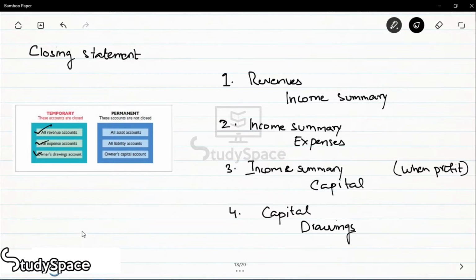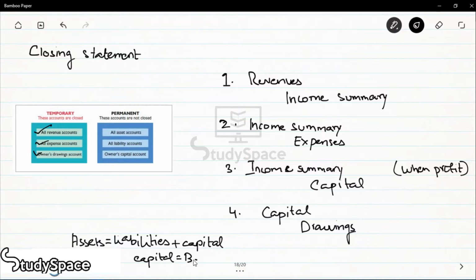So the accounting equation that changes after the incorporation and after the operations of a business is such that assets are equal to liabilities plus capital, wherein capital is equal to balance brought down, or the balance initially, minus drawings plus profit would give us the new capital.